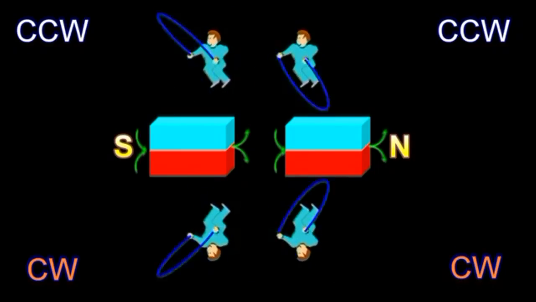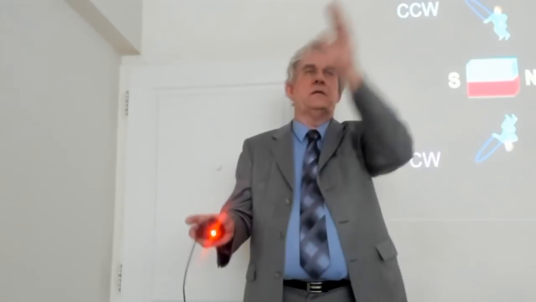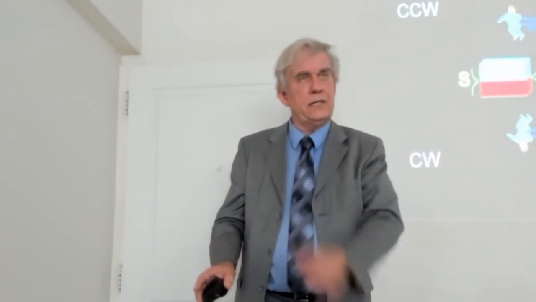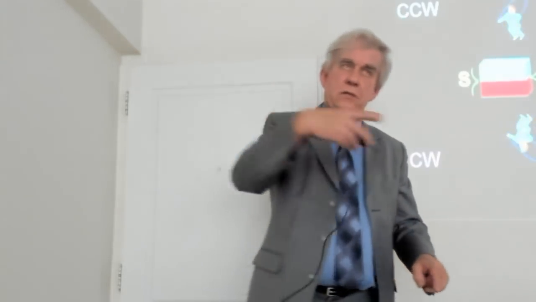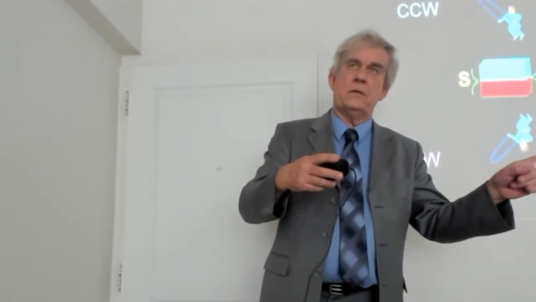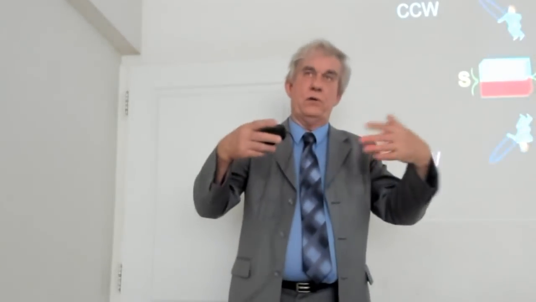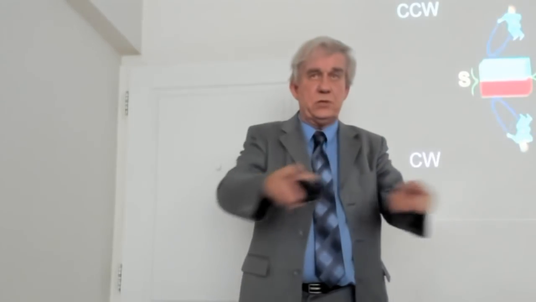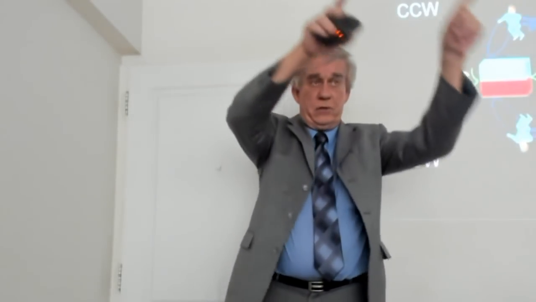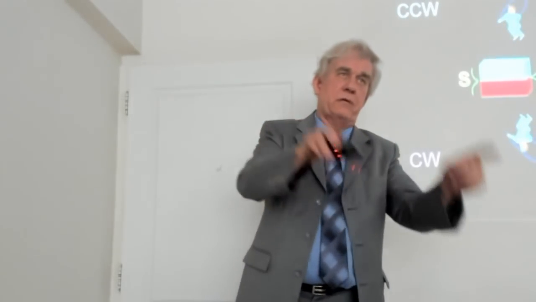So I'm saying it's a very simple mechanism. It's just this guy going like this, and the other guy going like that. It goes into the South Pole, out the North Pole, okay? If you put north against south, you get this situation where the two on the top are going this way, and the two on the bottom are going that way.